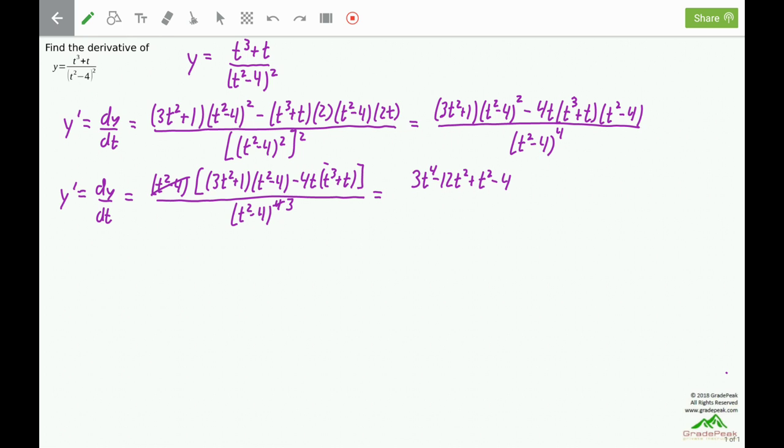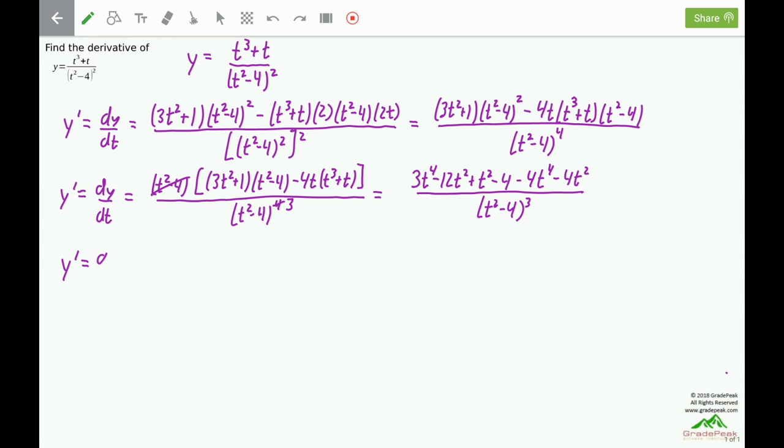And then I'm going to distribute the negative 4t into this expression here. Negative 4t times t cubed is negative 4t to the fourth, and negative 4t times t is a negative 4t squared. All of this divided by (t squared minus 4) quantity cubed. Now we're going to combine like terms together in the numerator.